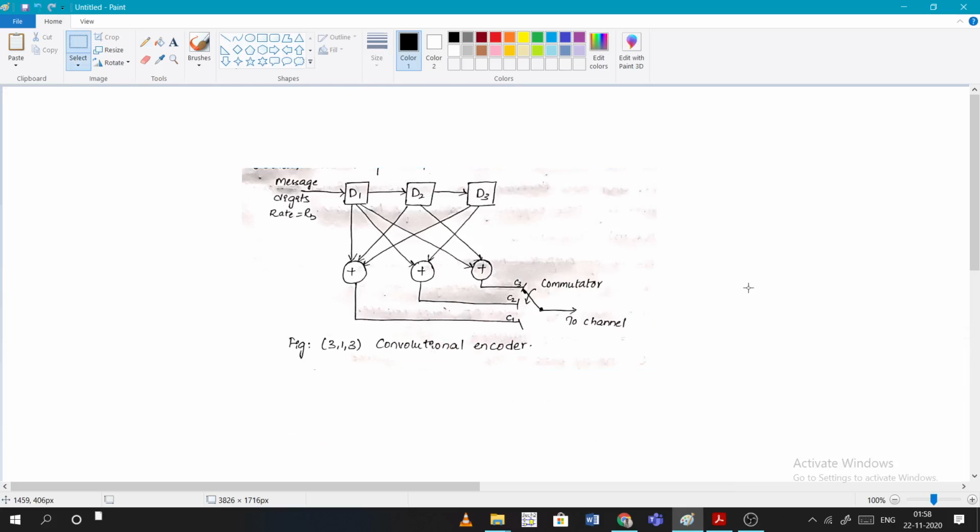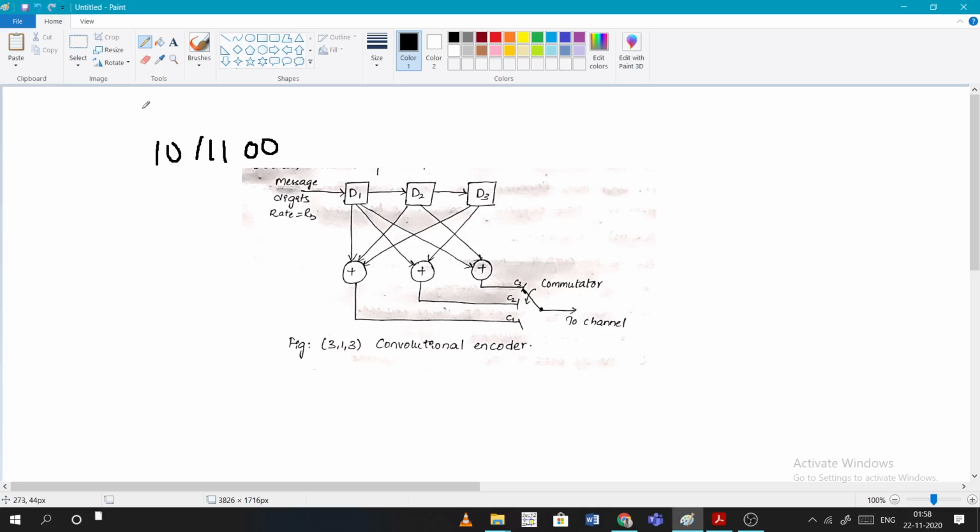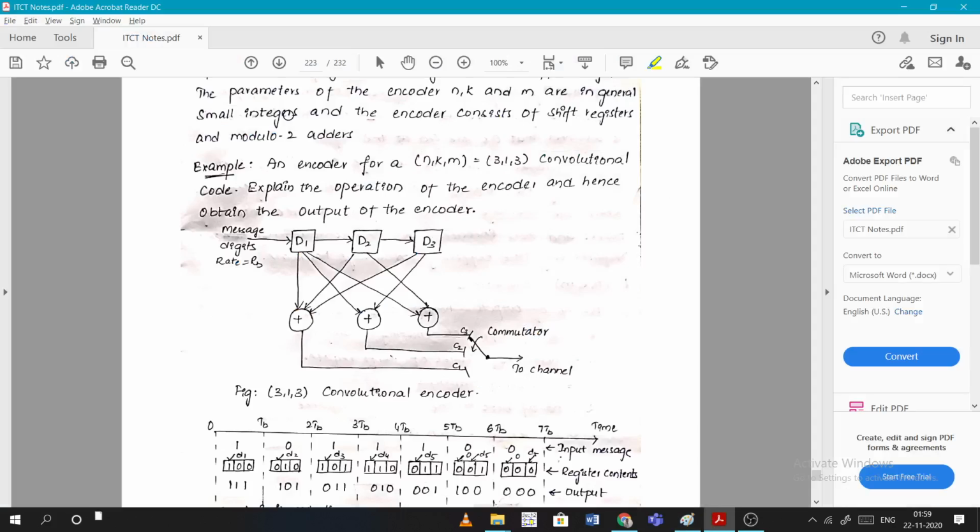Let us take the data input as 1011100. The data will also be given in the question, so don't worry about that. The bits are called d1, d2, d3, d4, d5, d6 and d7. Totally 7 bits are there.